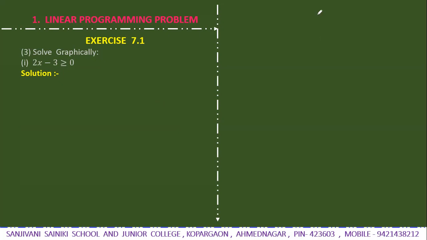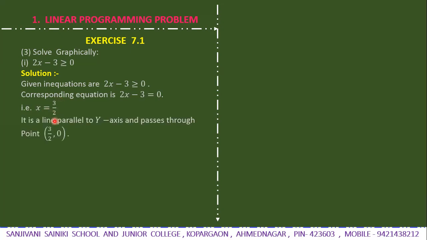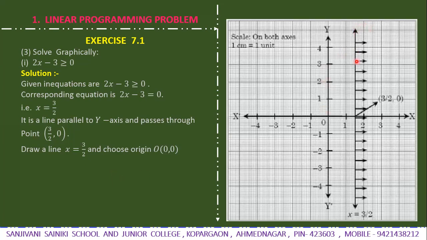Now this exercise: solve graphically. This is the inequation 2x minus 3 is greater than or equal to 0. Now how to solve this? So first of all, we will write the corresponding equation, 2x minus 3 is equal to 0, that is x is equal to 3 by 2. Okay, so we have to plot this line. It is a line parallel to the y-axis and it passes through (3/2, 0). Line passing through the point (3/2, 0) and parallel to the y-axis is given by, okay, this is the line.